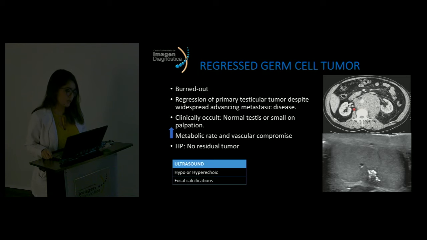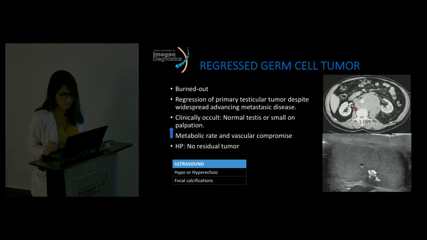Well, another topic of interest will be the regressed germ cell tumor. That is also called burnout, and it is the regression of a primary testicular tumor despite the widespread metastatic disease. They can be clinically occult, having a normal testis or a small one on palpation. This will be because of a high metabolic rate, which compromises the vascular supply to this mass.